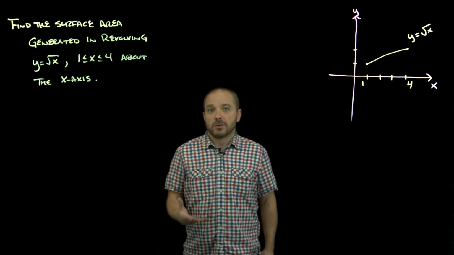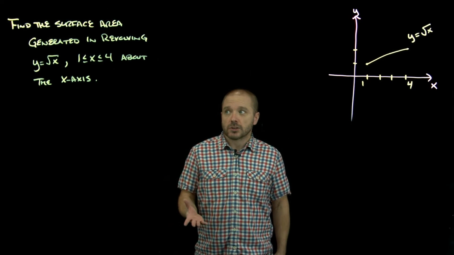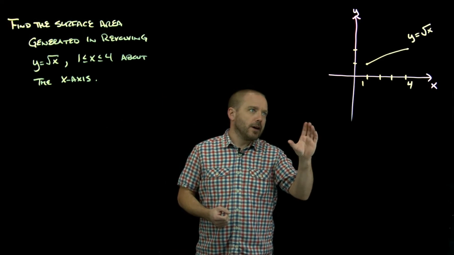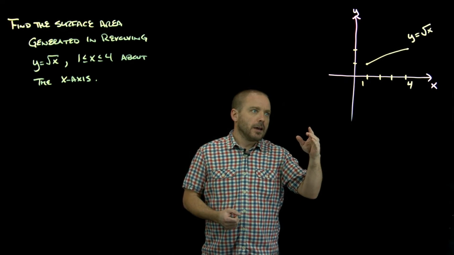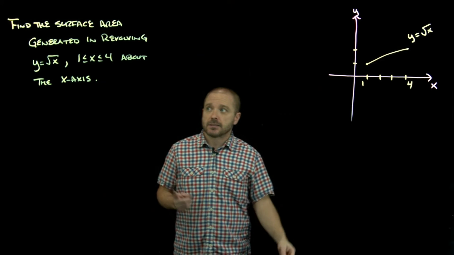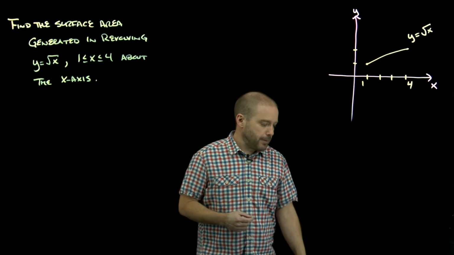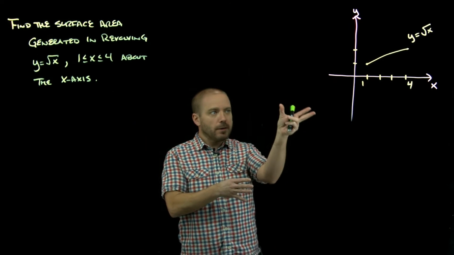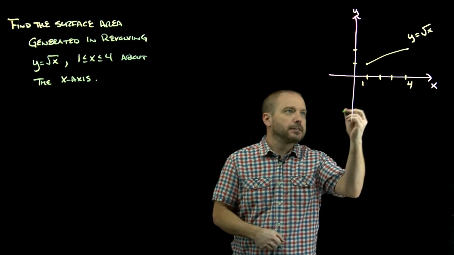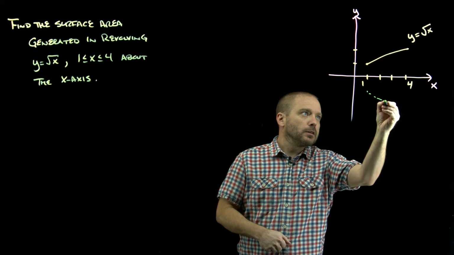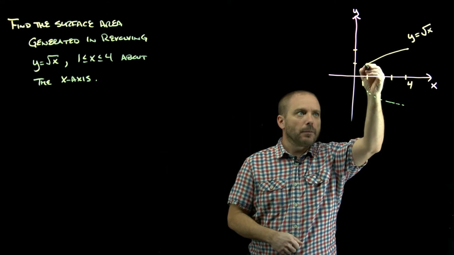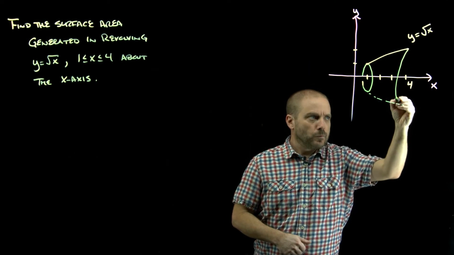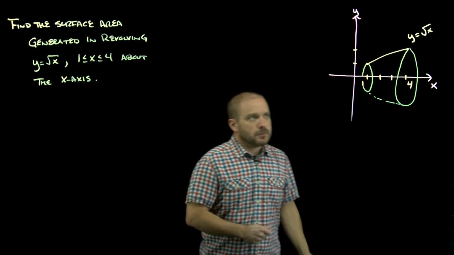Now that we know how to compute surface area using integrals, let's look at an example. So here we have the curve y equals square root of x from 1 to 4. And let's revolve that around the x-axis and see what kind of surface area we generate. So first of all, I'm going to draw a carbon copy of that on the other side of the x-axis. Get a picture here of what we're looking at. So something like that.